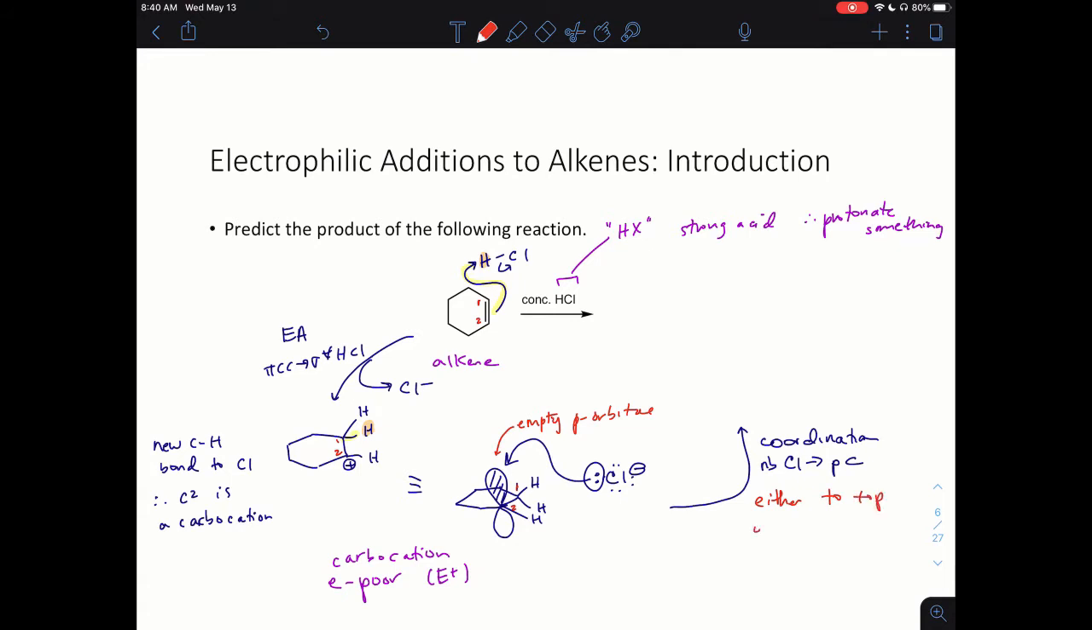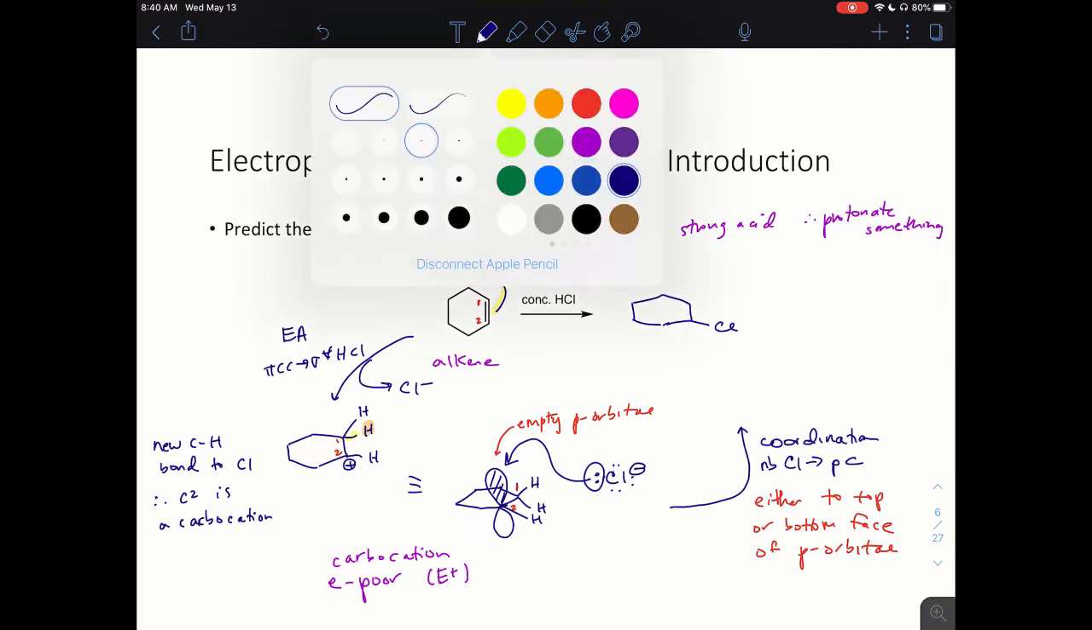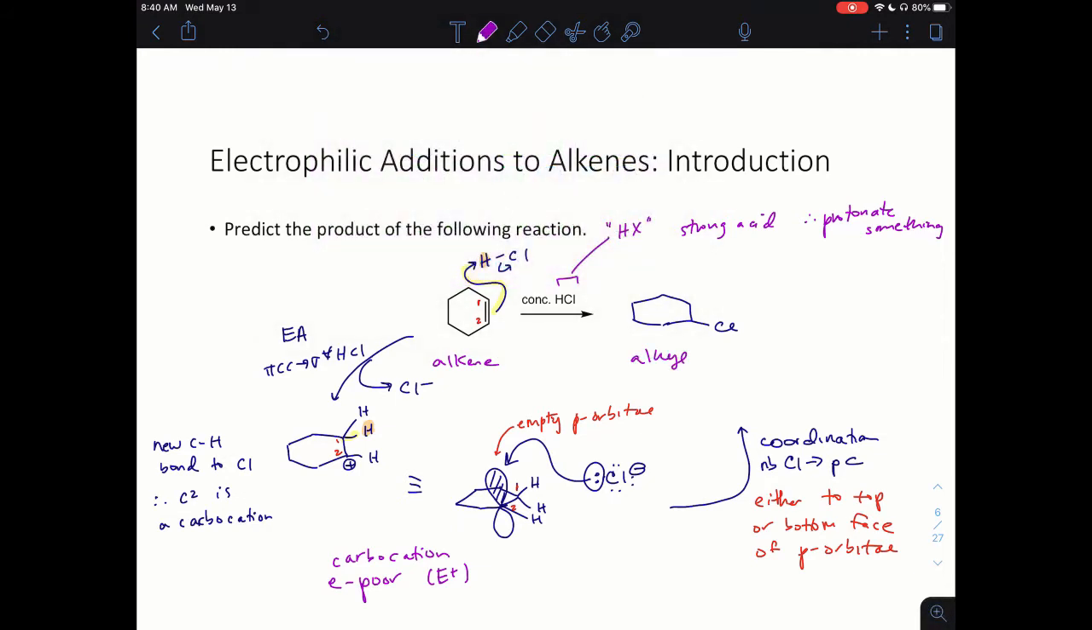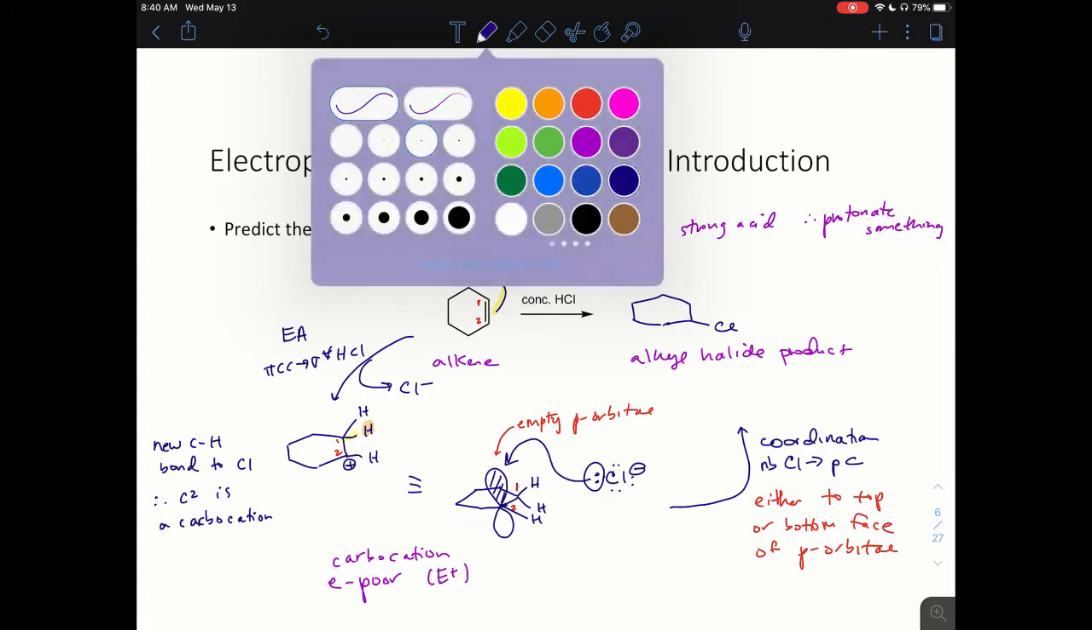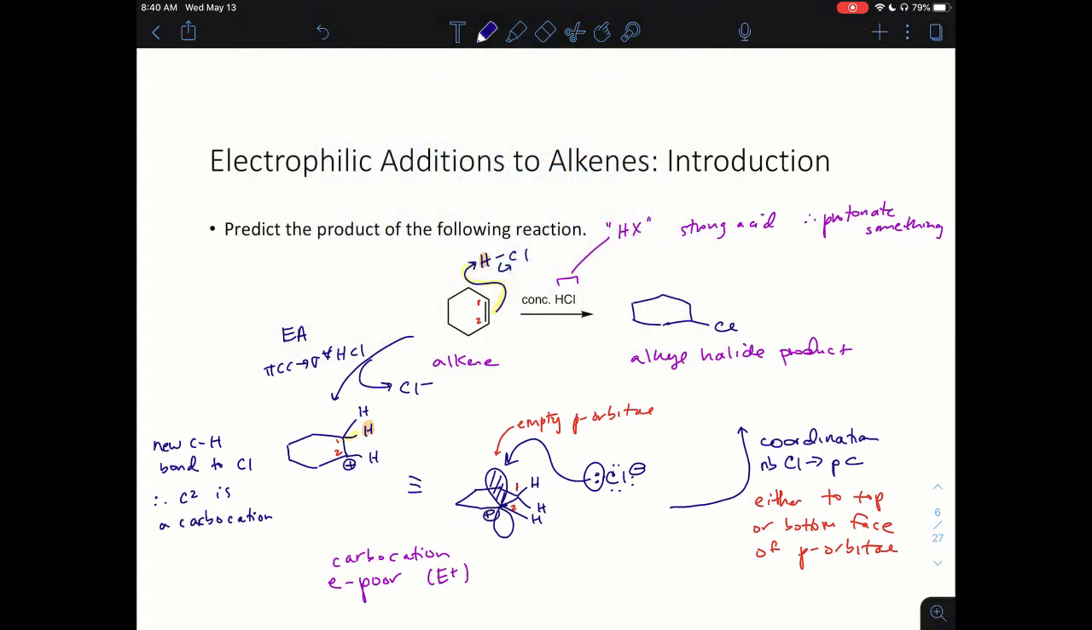I've shown it to the top. And it doesn't really matter for this example which face it bonds to, because you're getting an achiral product anyways. And so we have this alkyl halide product. So finally, the mystery is solved. After the electrophilic addition step, there's a coordination step to relieve that stress on the molecule, which is that positive formal charge on the carbocation carbon, to generate an alkyl halide product.